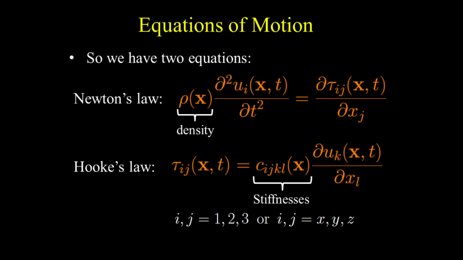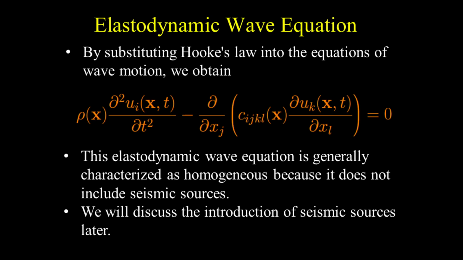So we have two equations: Newton's law, which includes mass density, and Hooke's law, which includes stiffnesses. By substituting Hooke's law into the equations of wave motion, we obtain the following, which is known as the elastodynamic wave equation.